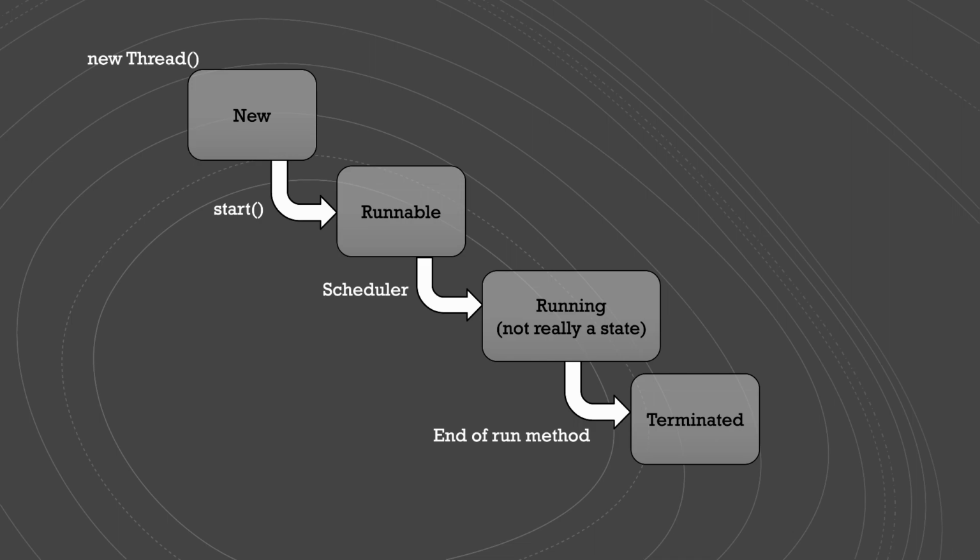Now, we've also seen that if we want to actually get our thread to execute or to start running, I have to call the start method. And once I call the start method, my thread goes to a runnable state. This runnable state tells the scheduler, okay, this thread is ready, and you can start executing this thread whenever you feel like it. And that's really important to understand.